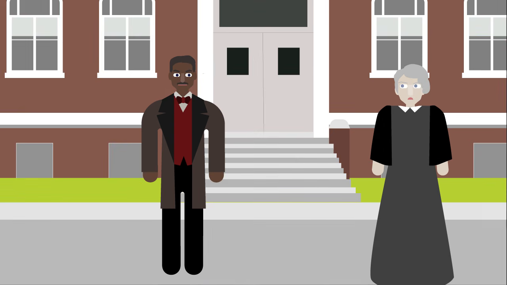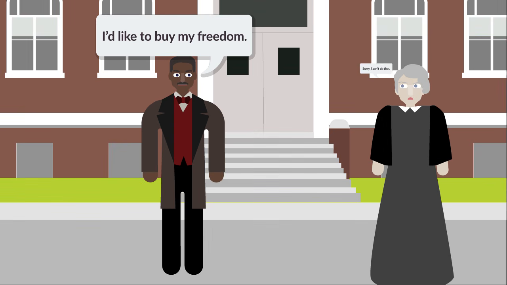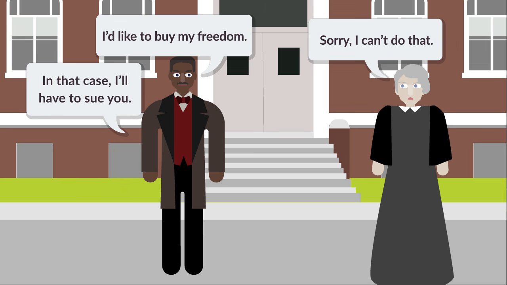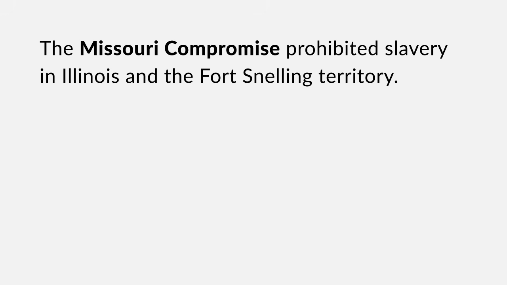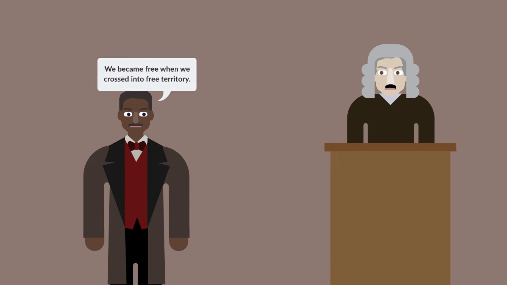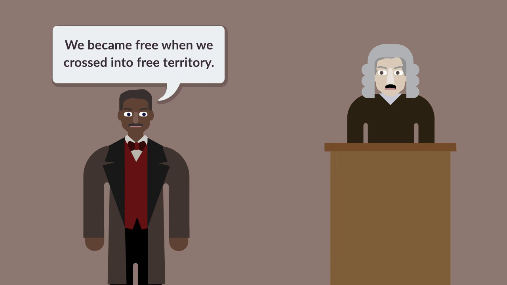When Emerson died, Scott sued Emerson's widow for his freedom in Missouri State Court after she refused to allow Scott to purchase his freedom. Scott's argument was based on the Missouri Compromise Act. The act was a federal law that had outlawed slavery in Illinois and the Fort Snelling territory. Scott argued that when he and his family were taken to those areas, they became free and could not be legally re-enslaved when they later returned to Missouri.